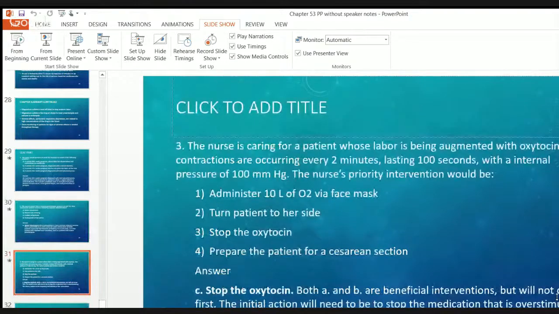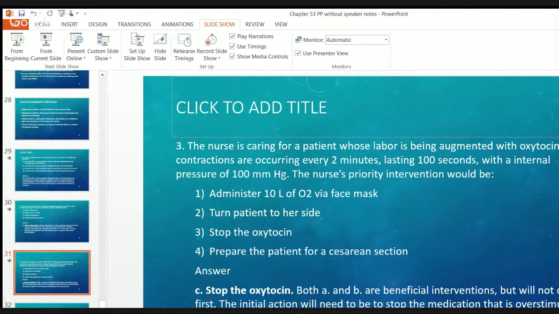So we have a nurse caring for a patient whose labor is being augmented with oxytocin. The contractions are occurring every 2 minutes, lasting 100 seconds with an internal pressure of 100 millimeters of mercury. The nurse's priority intervention would be: administer 10 liters of oxygen via face mask, turn the patient on her side, stop the oxytocin, or prepare the patient for cesarean section. So again, the answer here is actually C, stop the oxytocin.